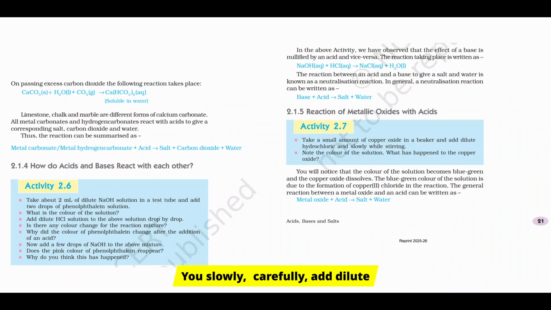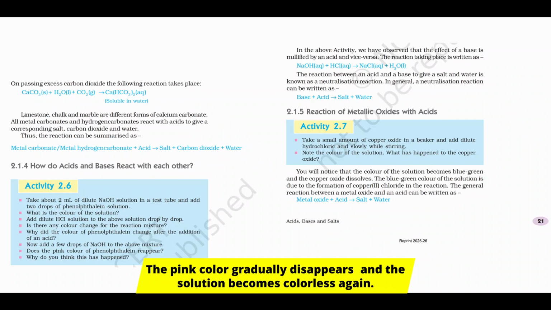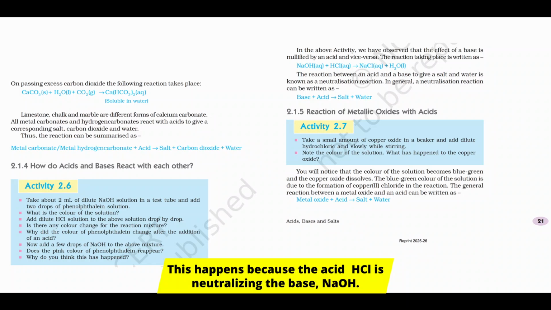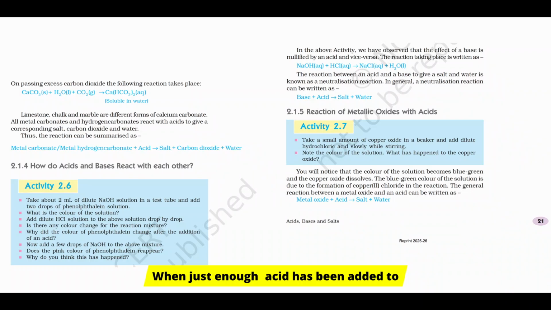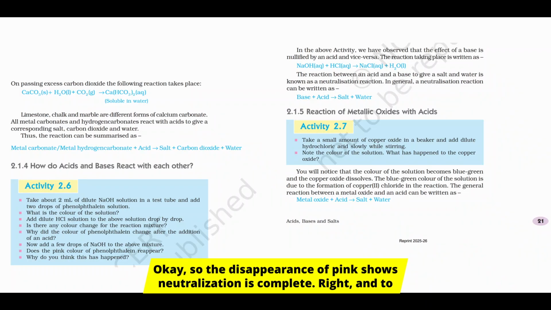You slowly, carefully add dilute hydrochloric acid, HCl solution, a strong acid, drop by drop into the pink solution, swirling gently after each drop. What do you think you'll observe as you keep adding the acid? The pink color will fade and eventually disappear. Precisely. The pink color gradually disappears and the solution becomes colorless again. This happens because the acid, HCl, is neutralizing the base, NaOH. When just enough acid has been added to completely react with all the base, the solution becomes neutral. And in a neutral solution, phenolphthalein is colorless. Okay, so the disappearance of pink shows neutralization is complete.